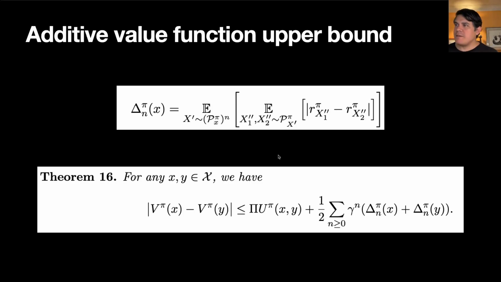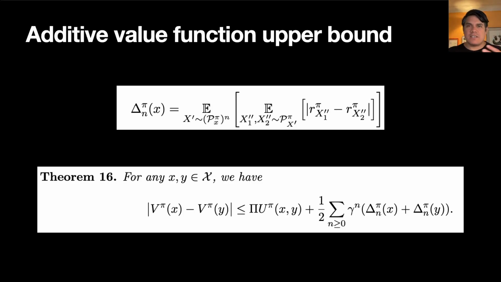And this term is dependent on the stochasticity of the system. So the way we've defined this term, you can think of this n as how many steps you take into the future. So you can think of it as a system that's following n steps. And then when it reaches n steps, you draw two samples and then look at the variance of the rewards from those two samples.